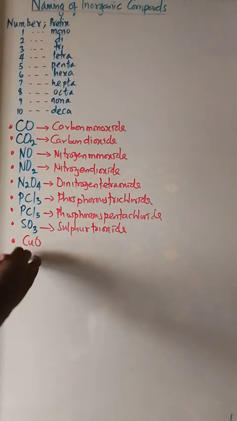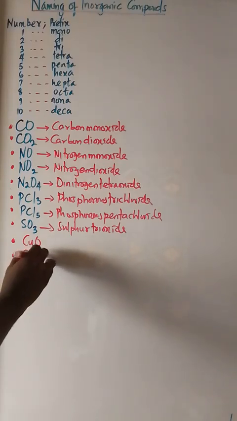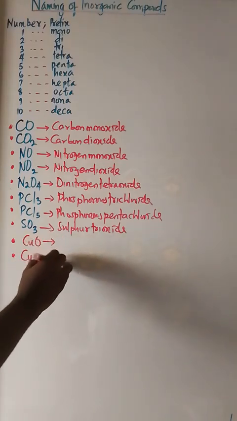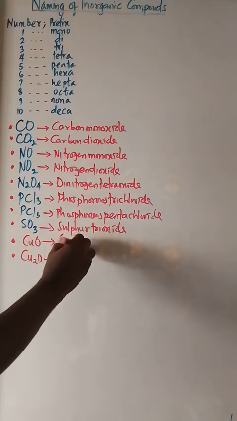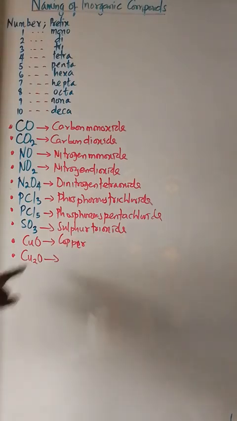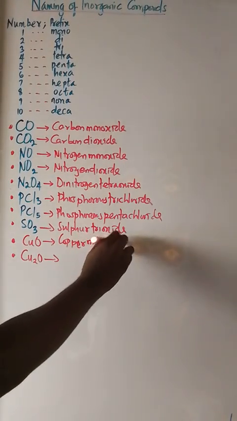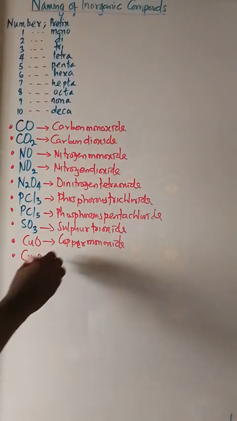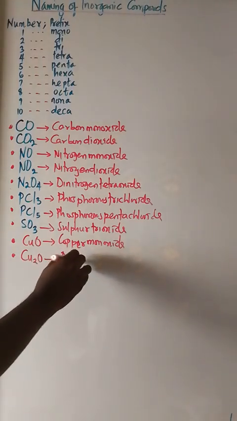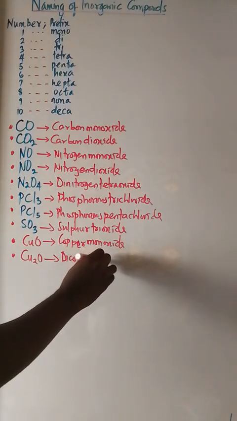So let's add two more. CuO, Cu2O. So this one we call copper monoxide. Why for this one? Dicopper monoxide.